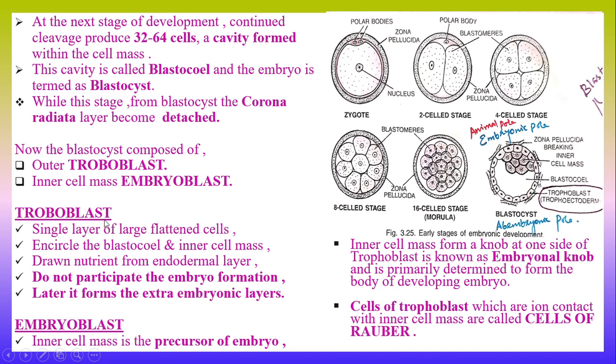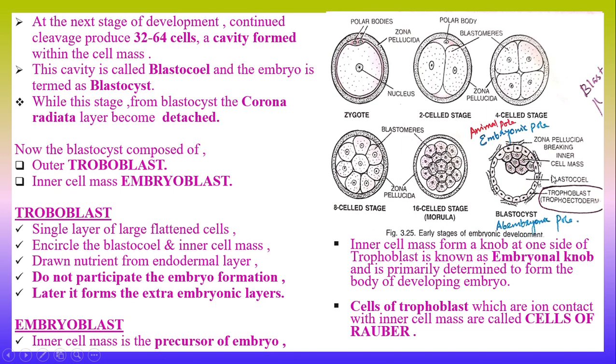Okay, what does the trophoblast consist of? A single layer of large flattened cells. See, a single layer of large flattened cells encircles the blastocele and the inner cell mass. Here this is the blastocele, and this is the inner cell mass, that is the embryoblast. Around it, on the outside, is the trophoblast. It draws nutrients from the endodermal layer, that is, it absorbs food from the uterine wall. It does not participate in the embryonic formation.